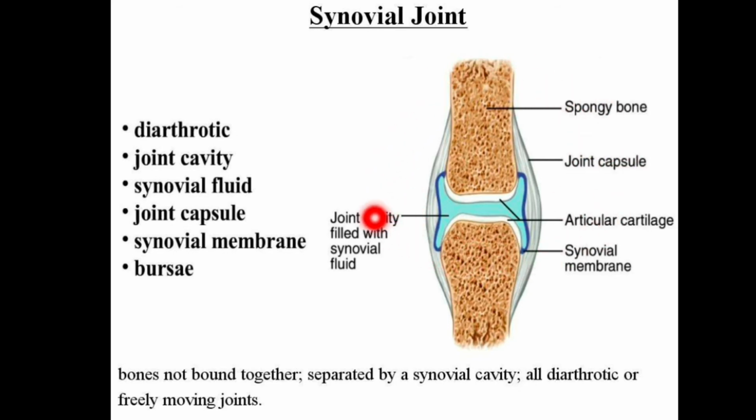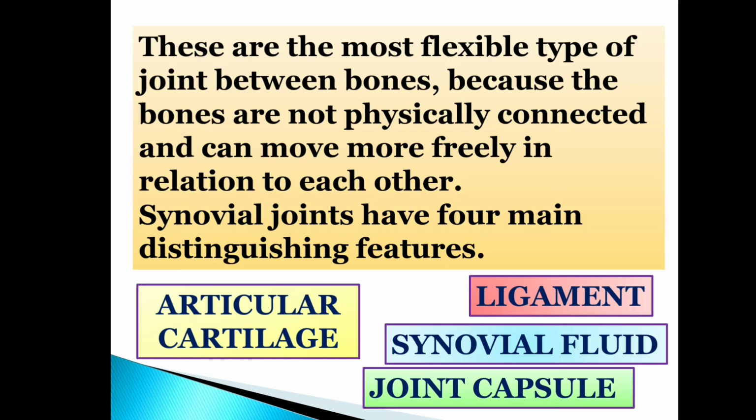So here is where the synovial joint will be. The bones are not bound together; they are separated by the synovial cavity, all diarthrotic or freely moving joints. These are the most flexible type of joint between bones because the bones are not physically connected and can move more freely in relation to each other.